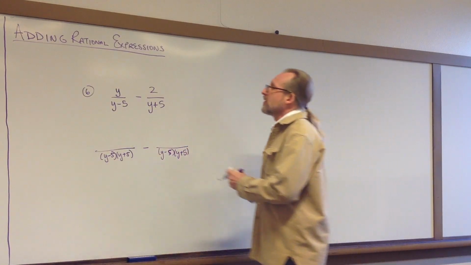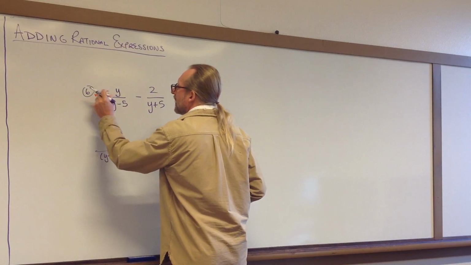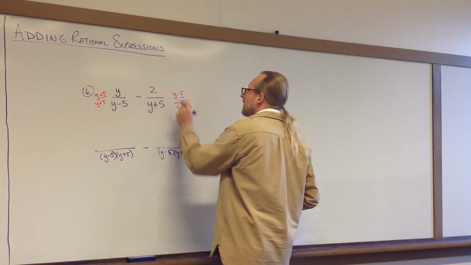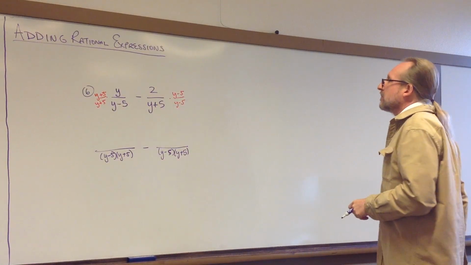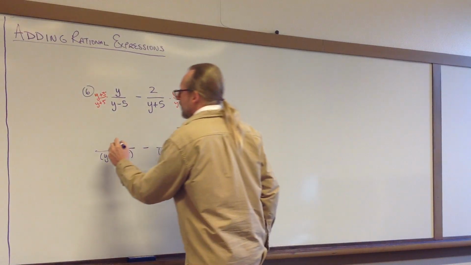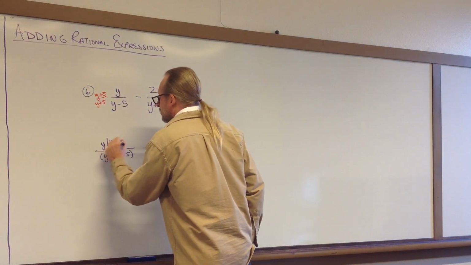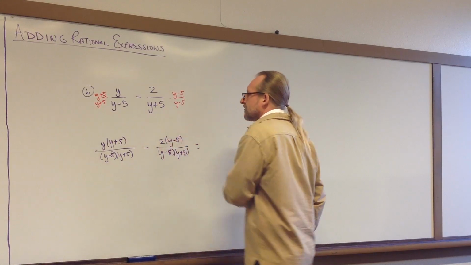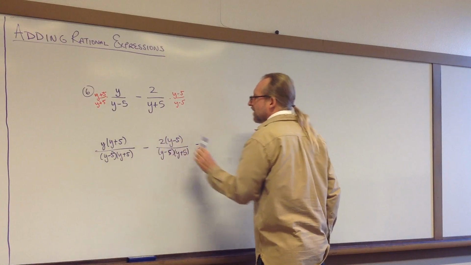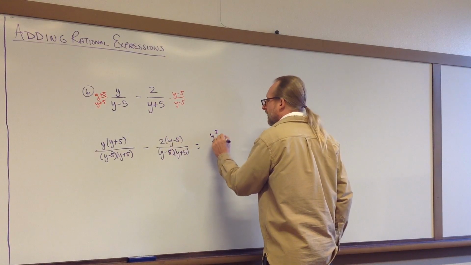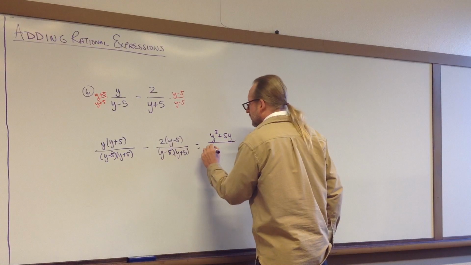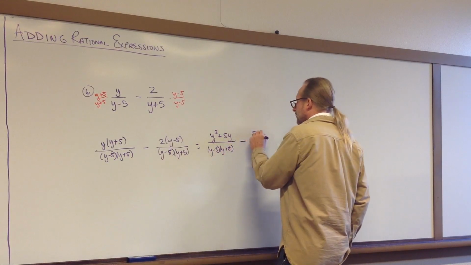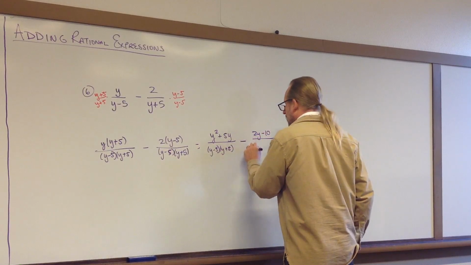Okay, so this one over here needs to get multiplied by y plus 5 over y plus 5. And this one gets multiplied by y minus 5 over y minus 5. So this will be y times y plus 5. And this will be 2 times y minus 5. So in this one, I'll go ahead and multiply these out first before I combine them into a single fraction. And this will be 2y minus 10.